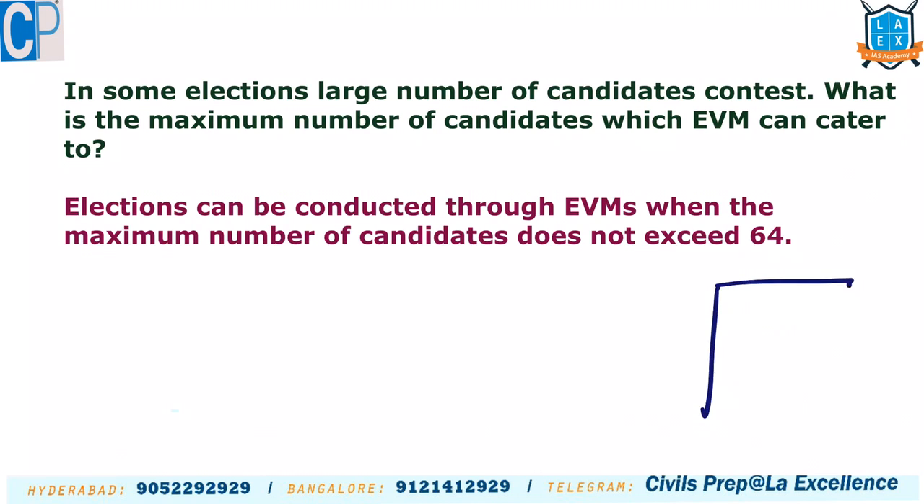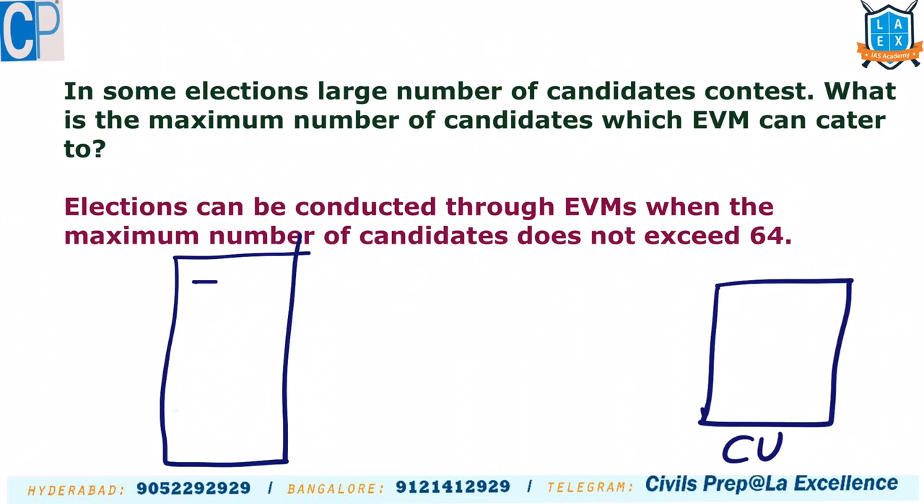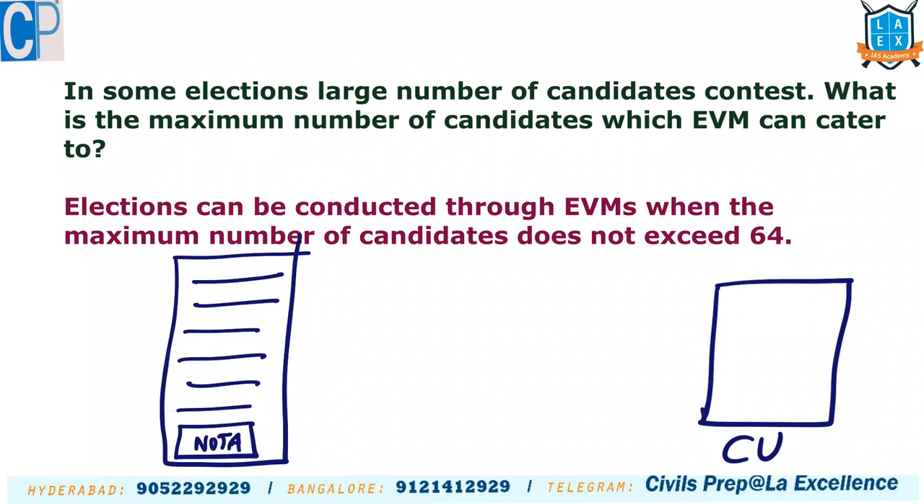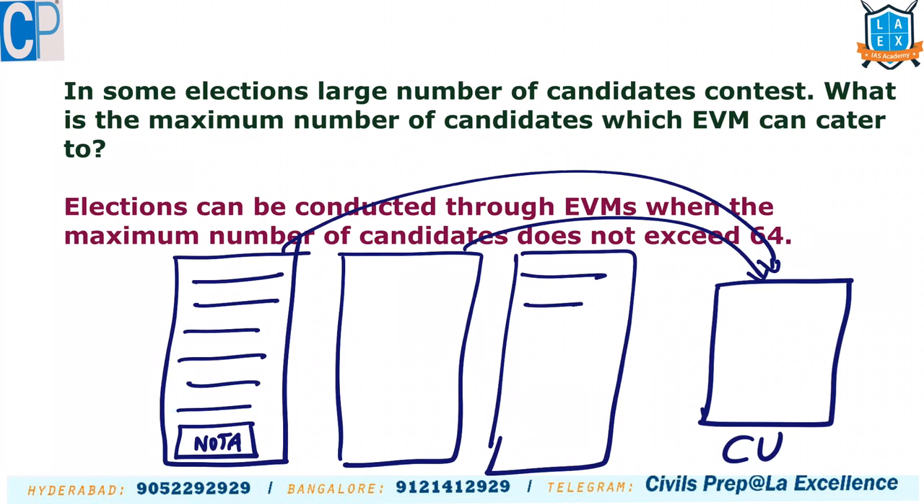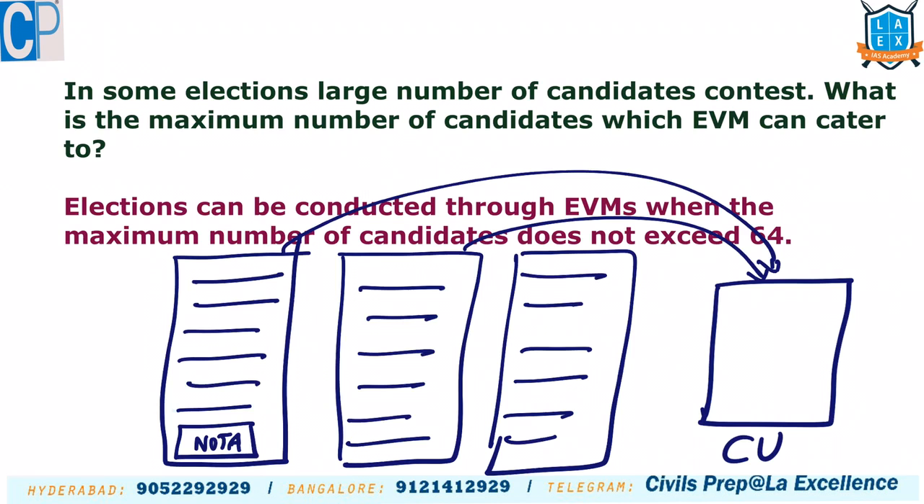The next question is, what is the maximum number of candidates which an EVM can cater to? EVM, as we know, consists of a control unit and ballot unit. On a ballot unit, we have 16 names, in general 15 names and one NOTA. If the number of candidates contesting is more than 16, one more ballot unit would be added to this particular control unit only. Likewise, we can connect more ballot units. The maximum number of candidates that can be catered to using this EVM is 64.